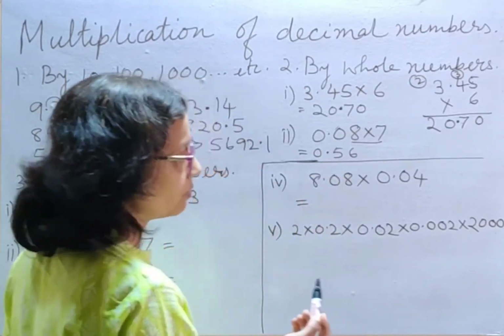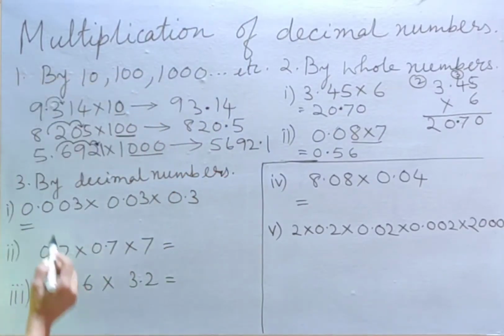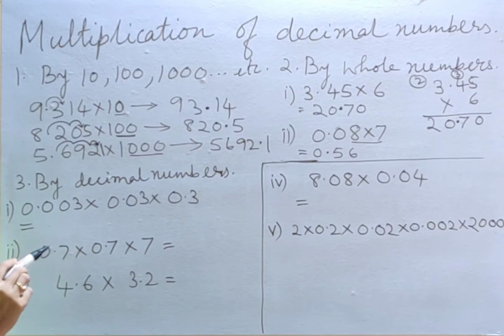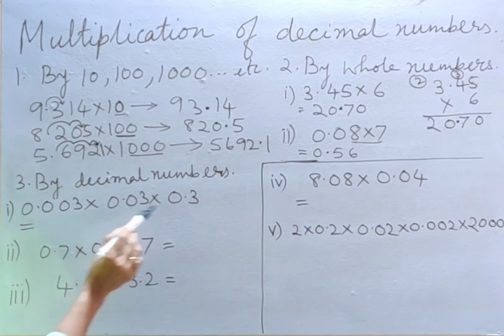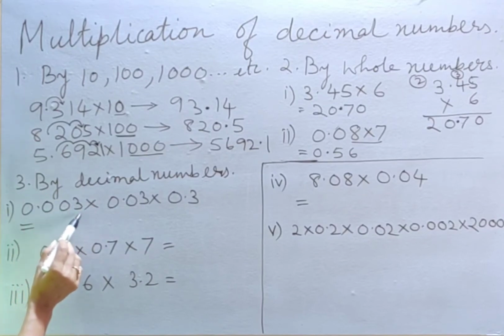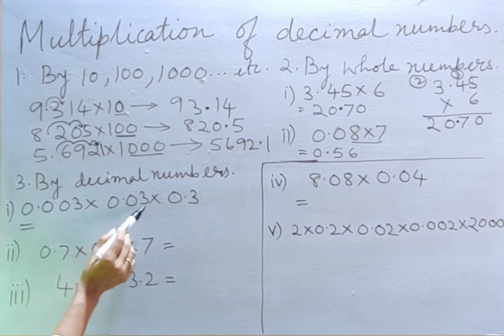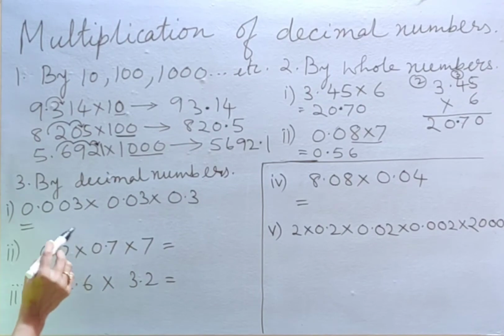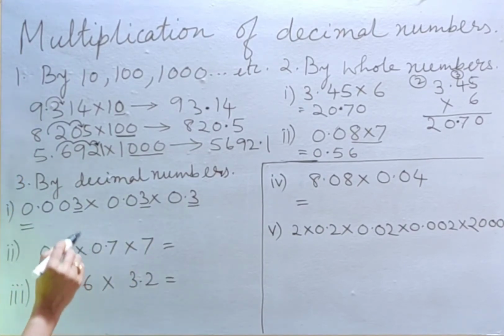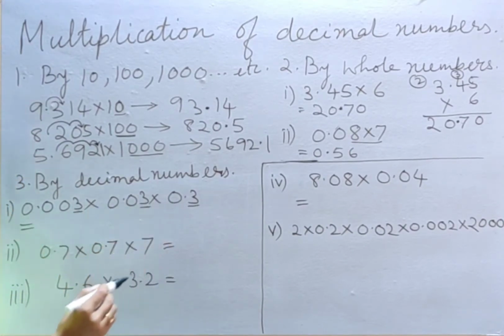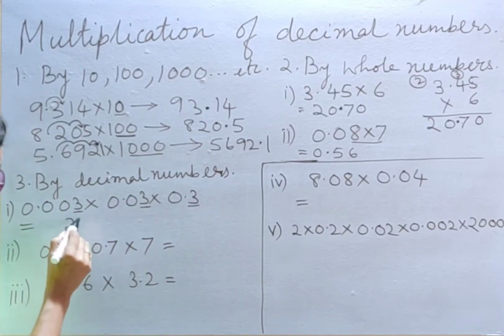Easily you found this. Now next, multiplication by decimal numbers. So here you can see our multiplication is 0.003 into 0.03 into 0.3. Don't bother about the number of zeros or decimal point. Only first multiply these 3. 3 3s are 9. 9 3s are 27. Then write 27.